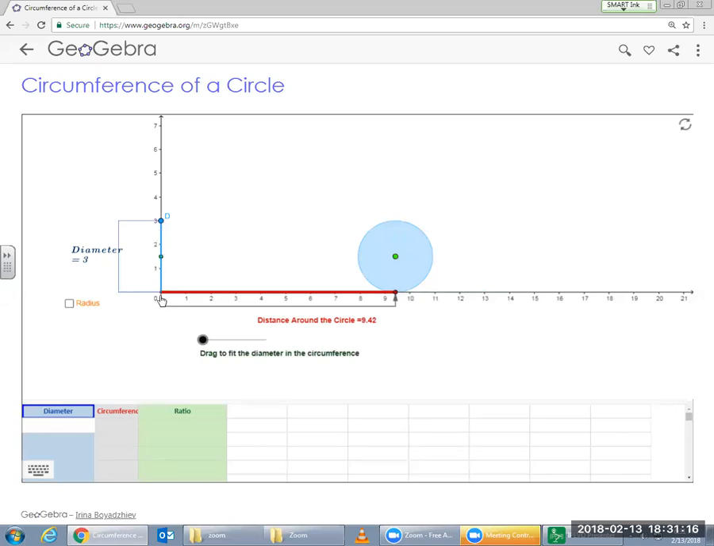How many diameters can fit in that circumference length? Count them again this time. There's 1. There's 2 and 3 plus a little bit more. So 3 plus a little bit more, you should recognize that as the number pi. Pi is 3 plus a little bit more of the decimal part.